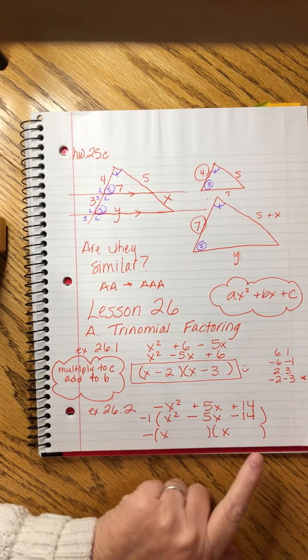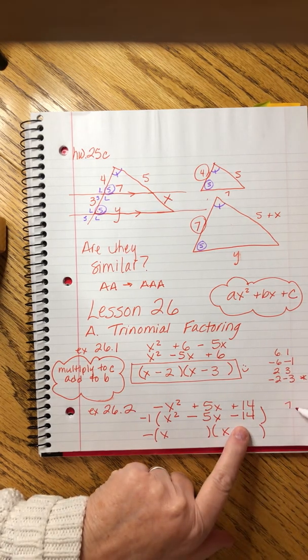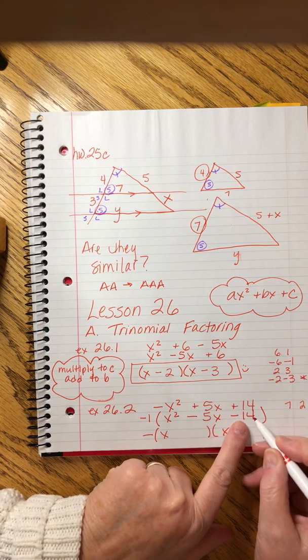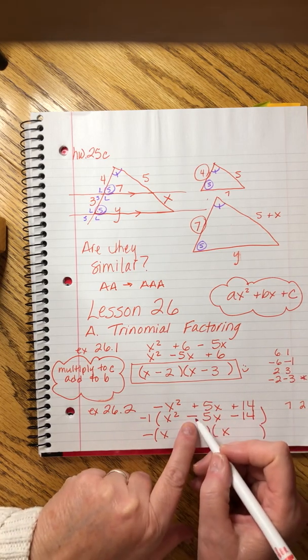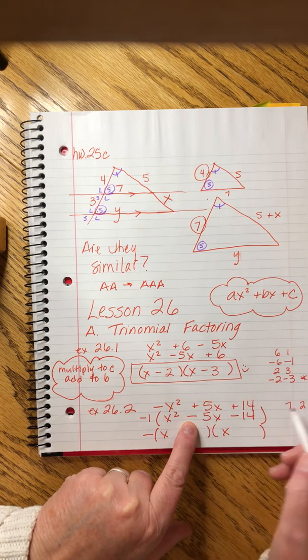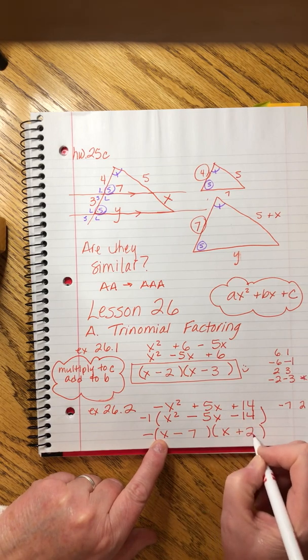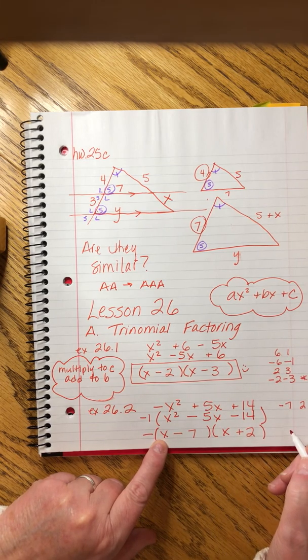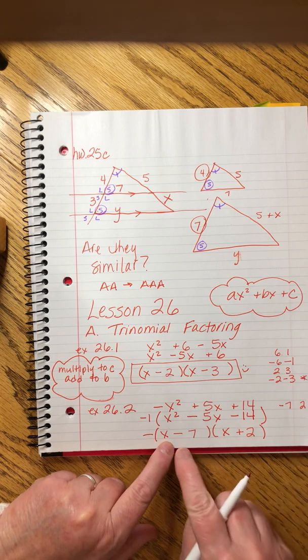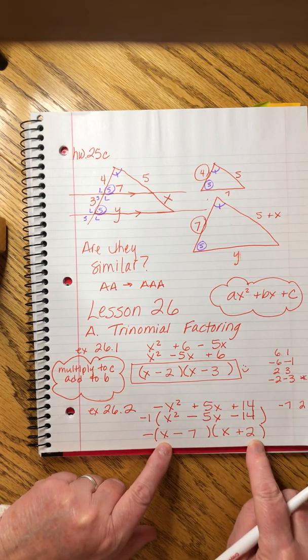All right, I can tell it's 7 and 2. I know that one of those has to be negative. I can tell that 7 should have the negative sign because the sum needs to be minus 5. So x minus 7, x plus 2. All right, this is the way I would like to see the answer.